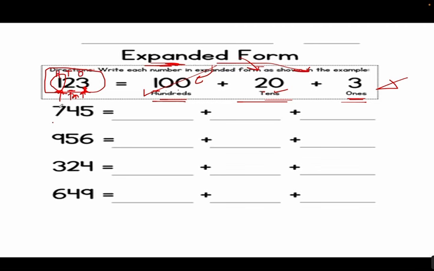What's my first step? H T O. Yeah, come on. I want you to write in expanded form. Expand, break. 7 hundreds. 7, 2 zeros. 4 tens. 4, 1 0. 5 ones, 5. No zeros.